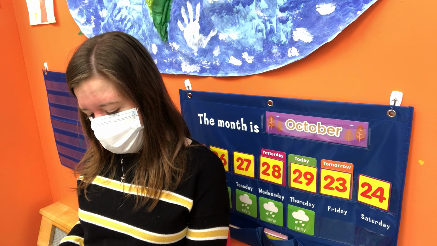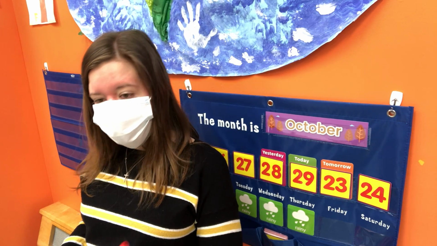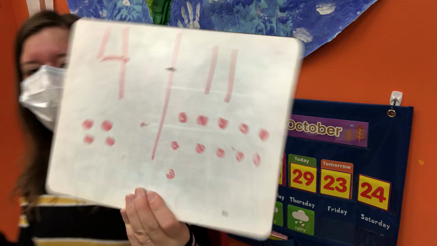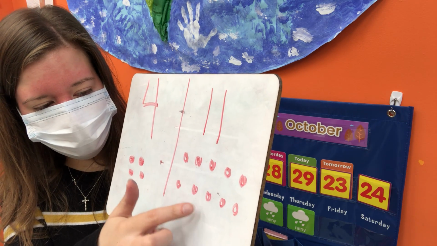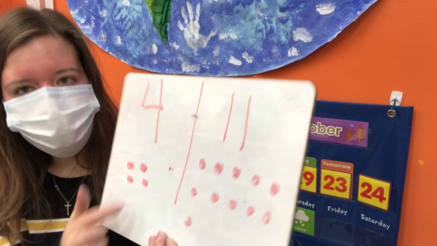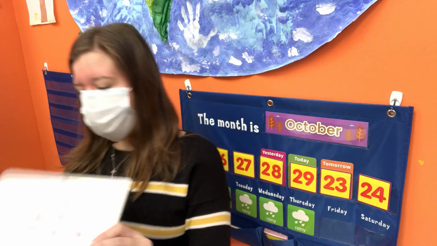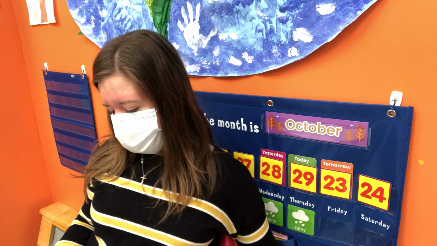So now we're gonna count. What about 4, 7, 11? Yes, let's see over here. Let's count. 1, 2, 3, 4, 5, 6, 7, 8, 9, 10, 11, 12, 13, 14, 15. Okay, first we'll do 4, 7, 11. First we'll do this one and then we'll count all of them.